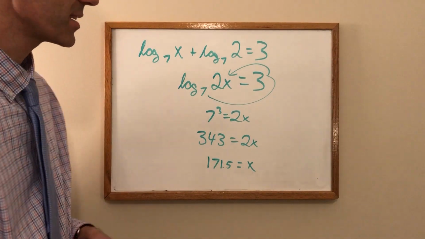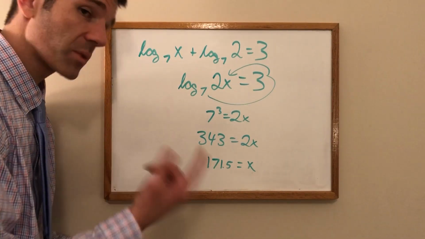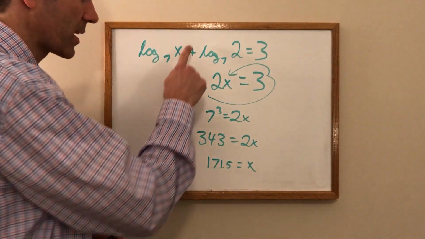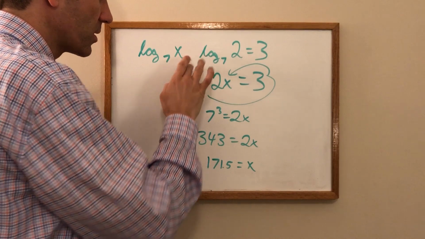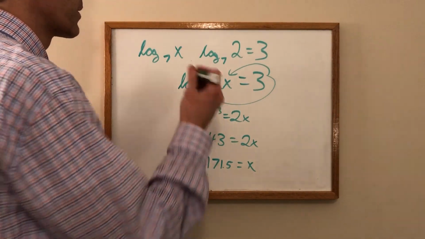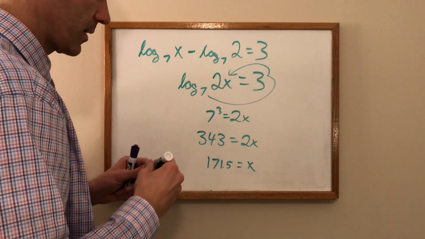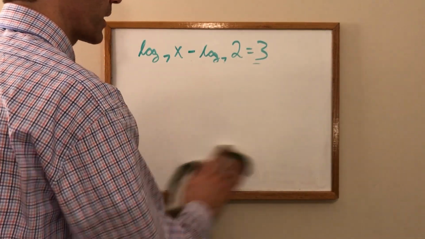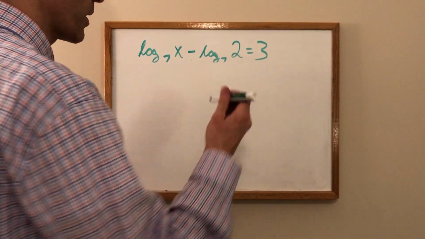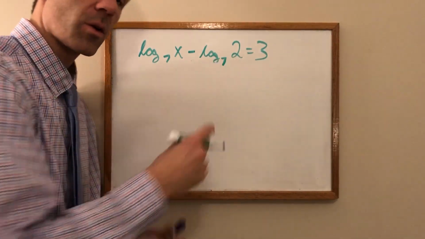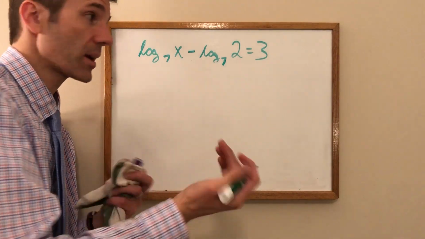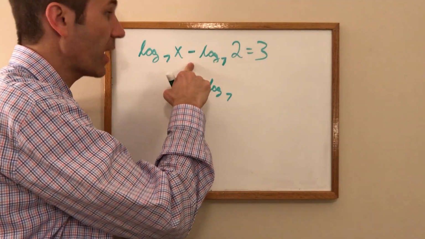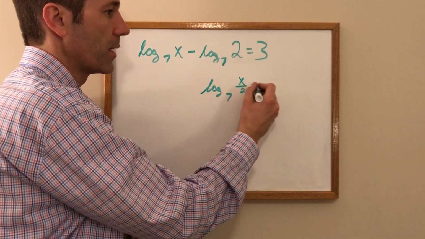When we flip the paper over, we see the next problem. It's the same problem, but instead of plus, we have minus. So the process is going to be very similar except for the very, very beginning. Let's change this to a subtraction right there. I accidentally erased part of the original problem. That's okay, I know what it says. Subtraction with logarithms means I can put them together and divide. So log base 7 of x divided by 2, and that's equal to 3.